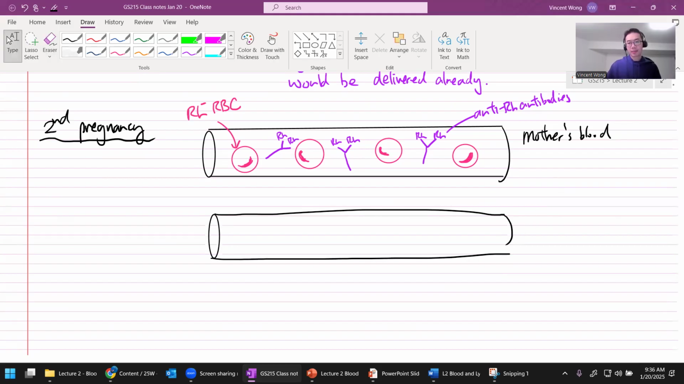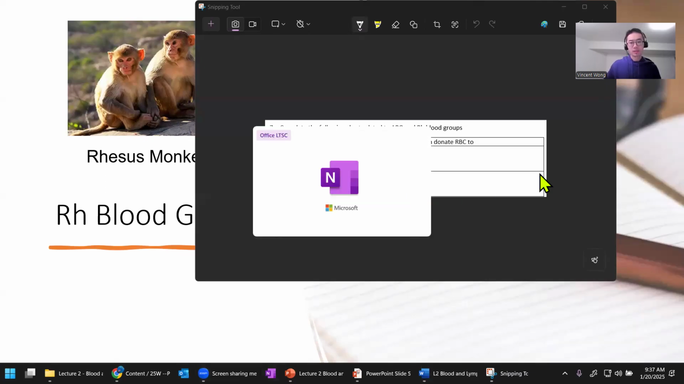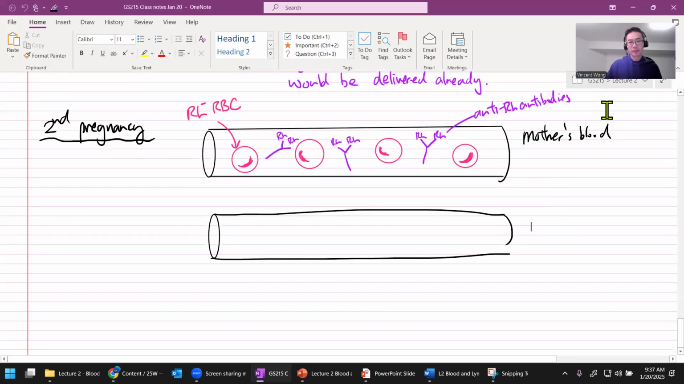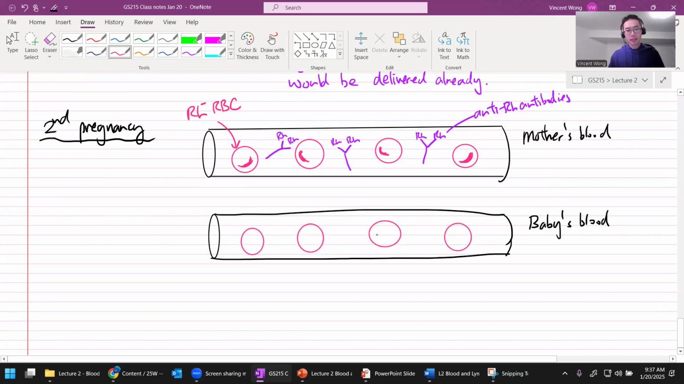Sorry, I gotta restart again. Sometimes if I use these straight lines and autoshapes, the program gets all weird. And there we go.